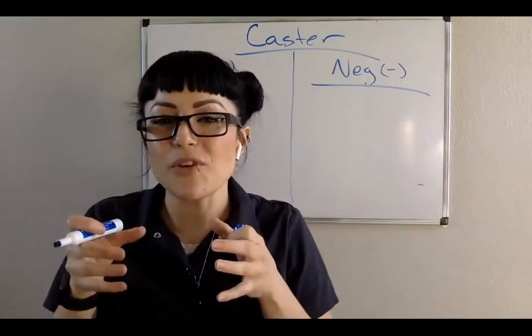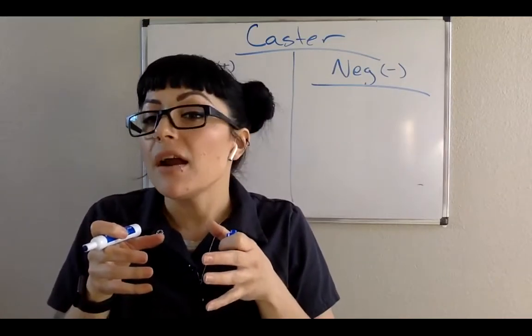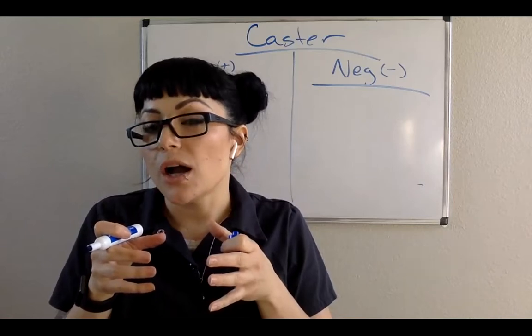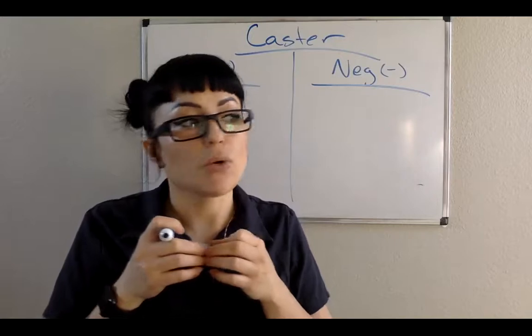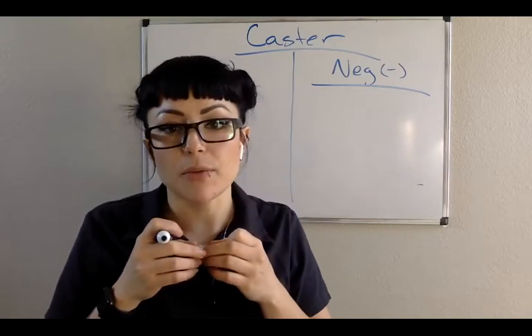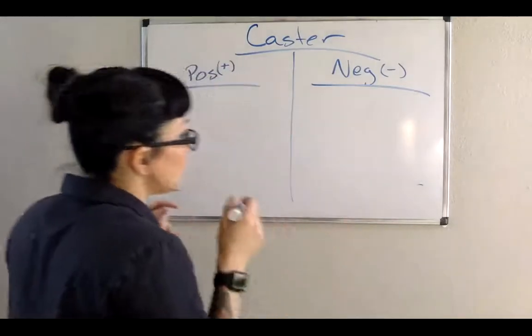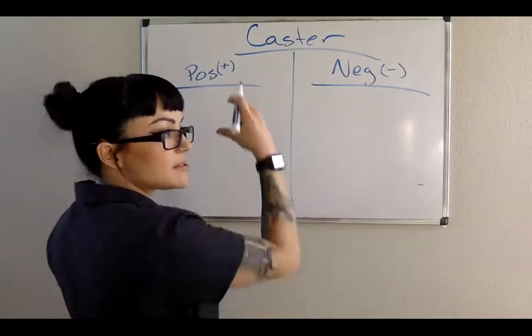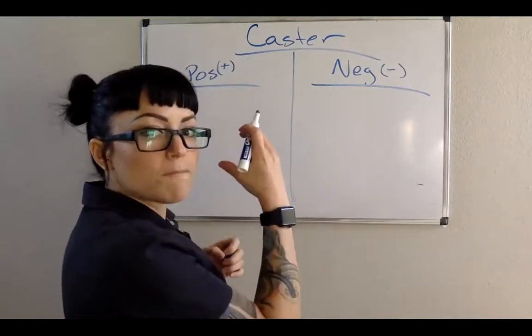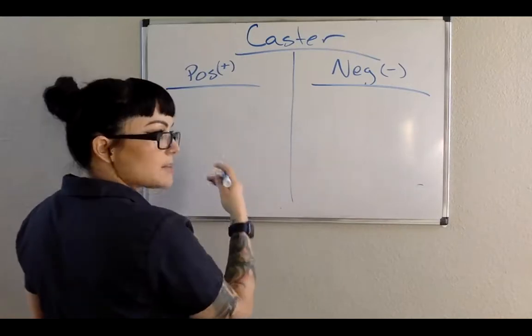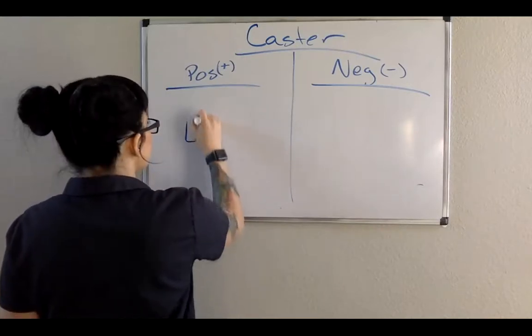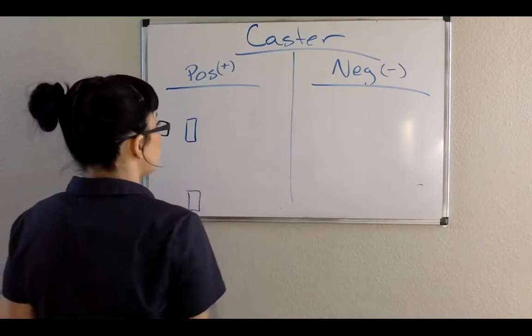It can affect a little bit where your tire sits in the wheel well. And so the reason why less positive caster will give you a pull is because I might have a front and rear tire, something like that.